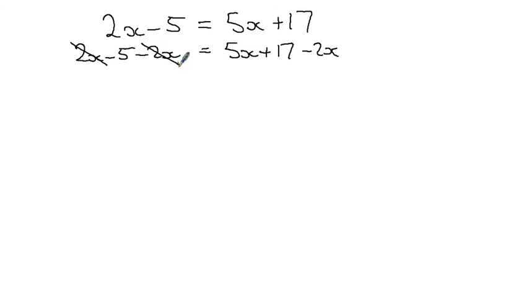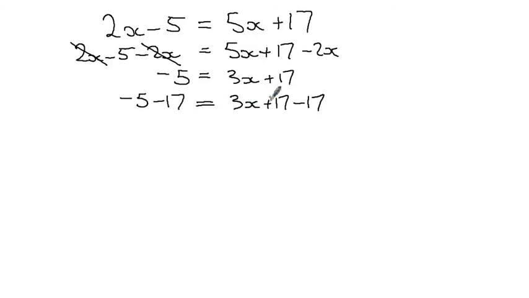2x take away 2x cancels out, and I'm left with negative 5. 5x's take away 2x's equals 3x's. As you can see, I now have a two-step problem. 3x plus 17 equals negative 5. To isolate x, first of all I need to cancel out the 17, and I'm left with 3x. Negative 5 take away 17 equals negative 22.